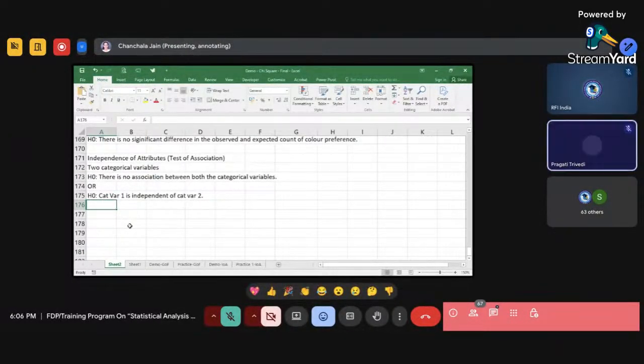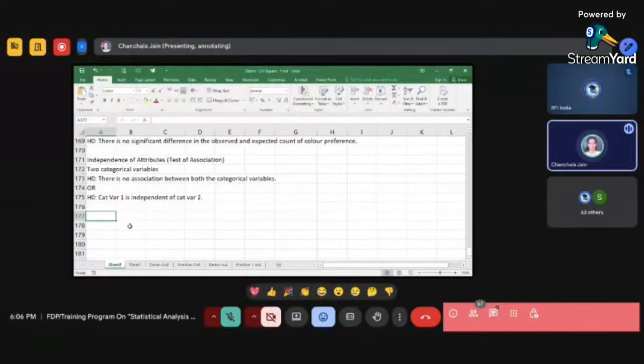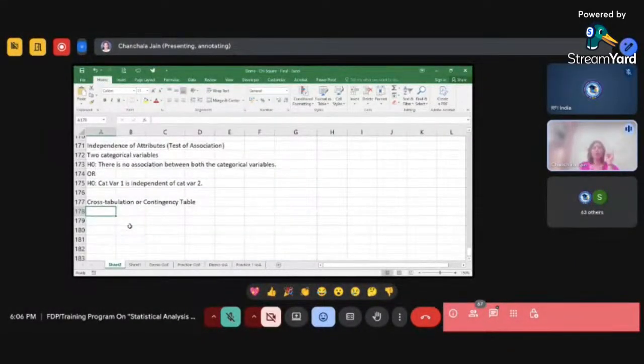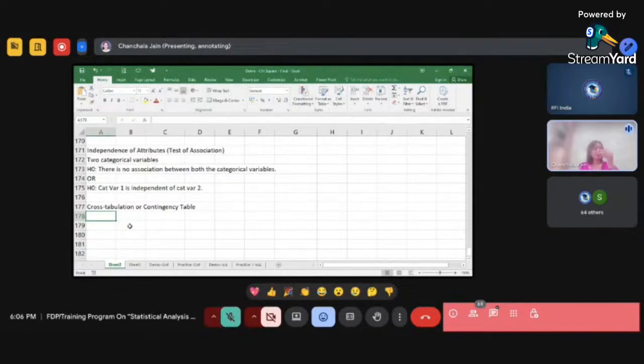In case of independence of attributes, we need to talk about the cross tabulation or contingency table. As I said, we will have 2 categorical variables, and each has its categories. You list the categories of one categorical variable in the columns, the other in the rows, and in the combination of both, you write the count.